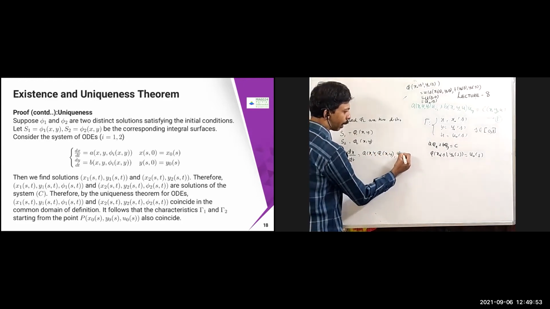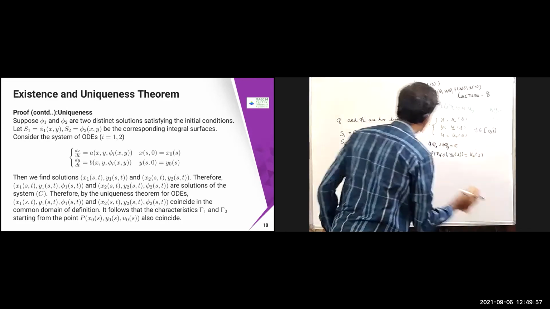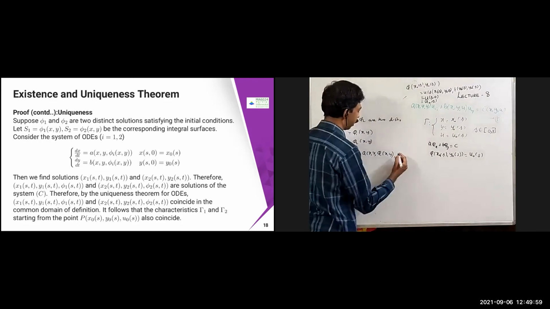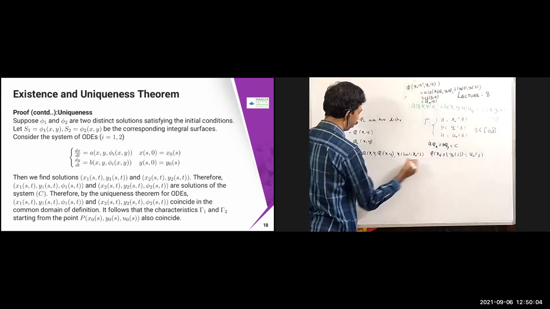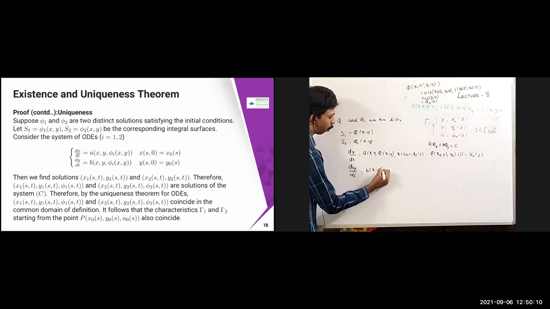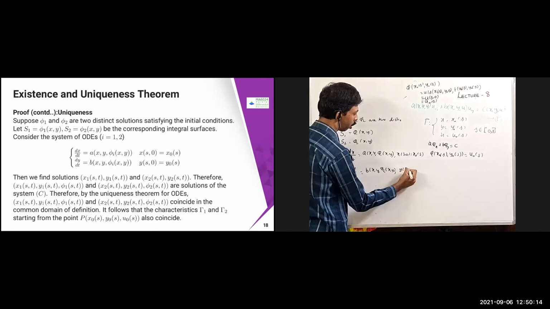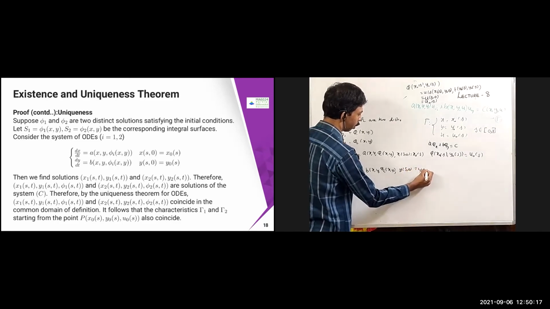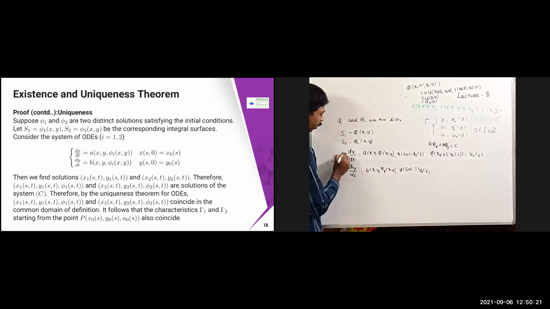And x(s, 0) equals x naught of s. Okay, and dy/dt equals b(x, y, phi2(x, y)), with y(s, 0) equals y naught of s. Okay, this is by S1.